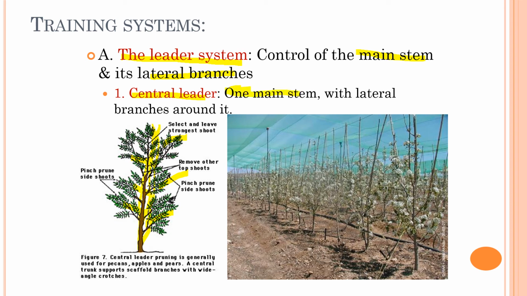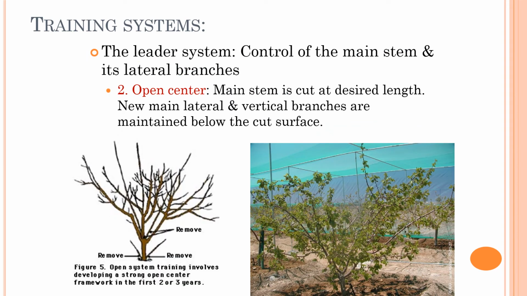That means one main stem and the other branches around it, like you see here with apples. This is apples. So you have one stem and all these are branches on the side. You have one main stem and these branches. This is called central leader. Now, what other type? We have open center, also a leader system that is called open center.